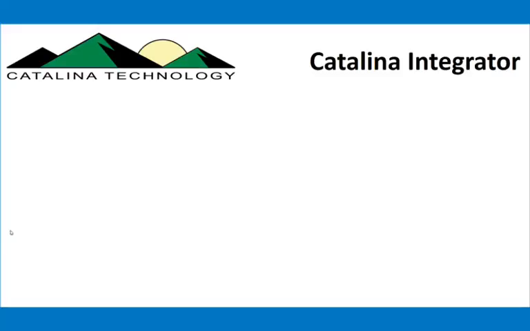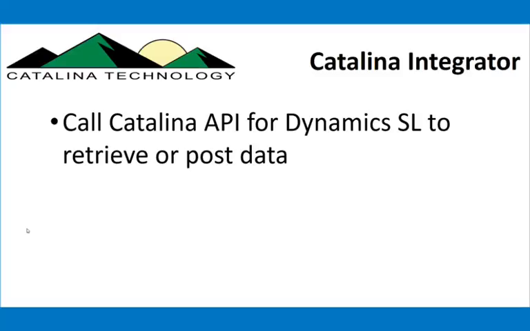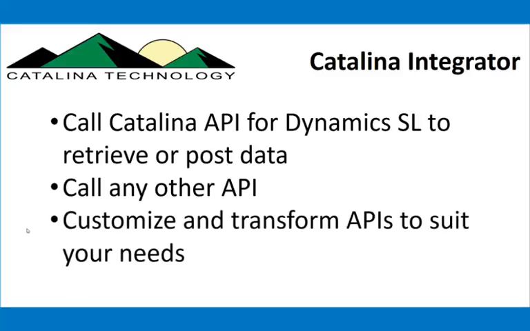Okay, to finish up, what we've done today is show how Catalina Integrator can call the Catalina API for Dynamics SL to retrieve or post data in a customized way. We can also call any other API, whether it's Dynamics CRM, Salesforce, Shopify, ServiceMax, whatever. We can call other APIs to retrieve, send, and transform data in between. And we can also customize and transform your APIs to suit your needs.